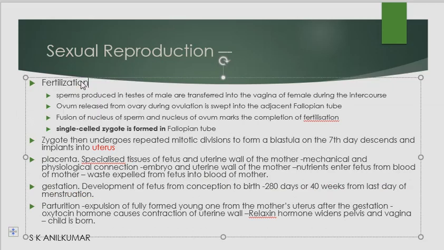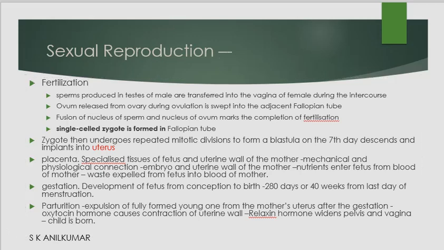Fertilization. Sperms are produced in the testes of the male and are transferred into the vagina of the female during intercourse. Ovum is released from the ovary during ovulation, that is the menstrual cycle, and is swept into the adjacent fallopian tube. The fusion of the nucleus of the sperm and the nucleus of the ovum marks the completion of fertilization. A single-celled zygote is formed in the fallopian tube.